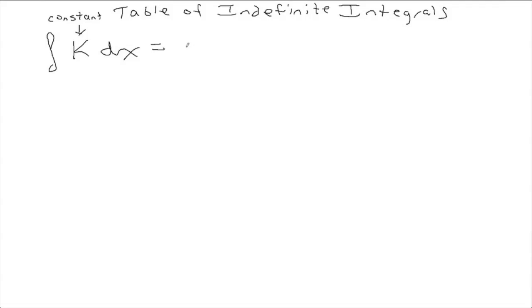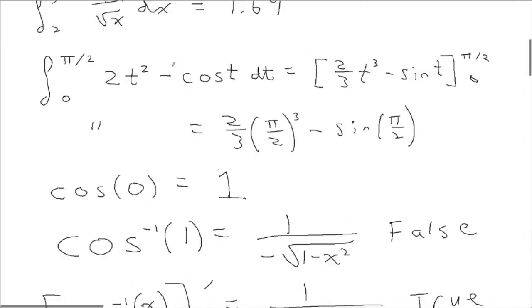So what should I write here? Let's see. k x plus c. Good. We have to include the plus c here because I wrote this as an indefinite integral. An indefinite integral always means that you include the plus c. Okay, so this is the constant rule for integration. I think we got that down, so I'll go back down to here.